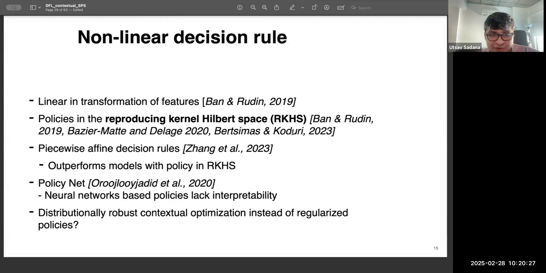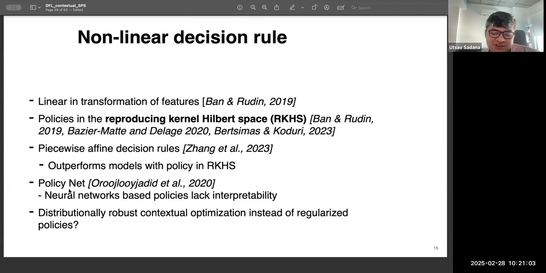This was done by Ban and Rudin, Bazier-Mat and Dalaj, and Bertsimas and Koduri. In Zhang et al., they use piecewise affine decision rules, and they show that these piecewise affine decision rules can outperform models with policies in the reproducing kernel Hilbert space. Another approach, as you would have guessed, is to use neural networks to determine these decisions. However, these neural networks lack interpretability.